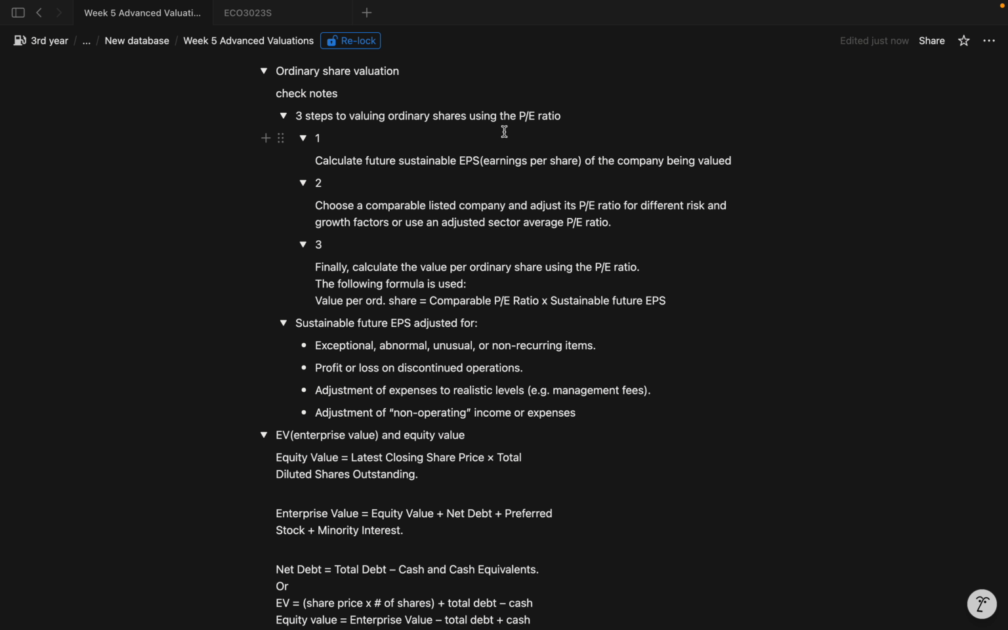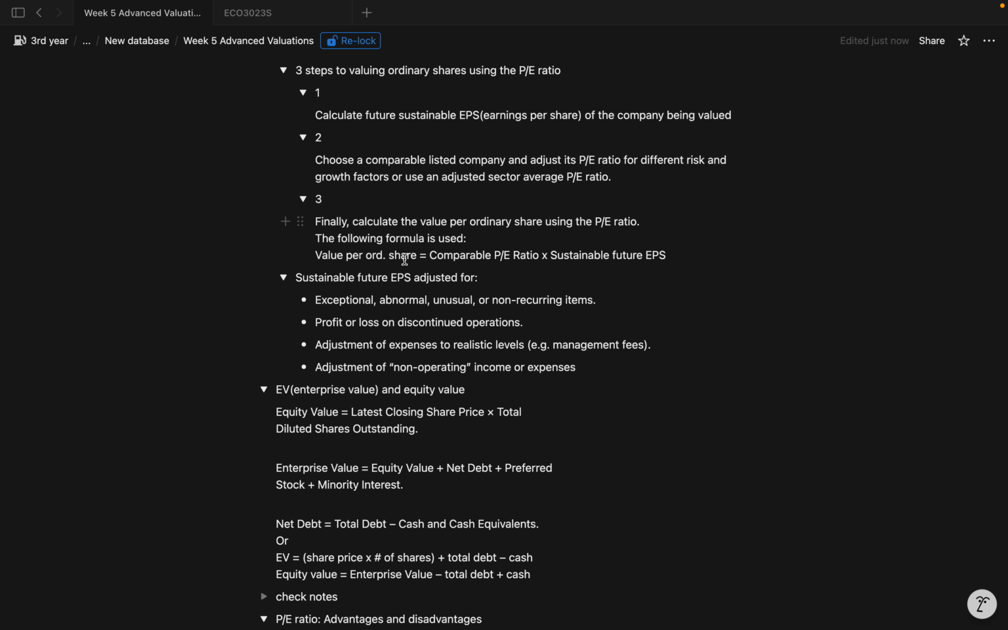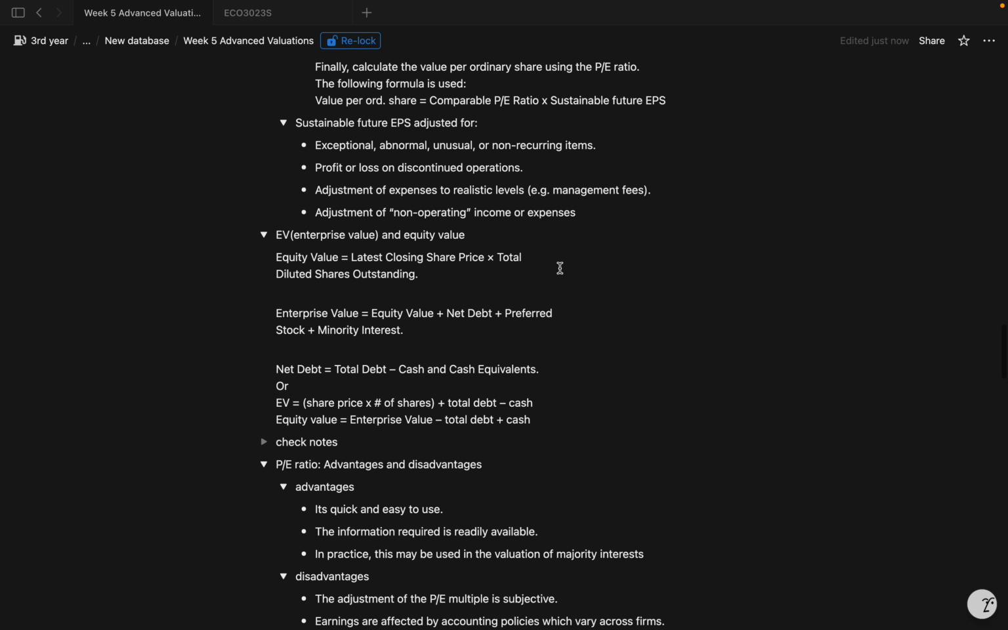When you value an ordinary share, there are a few steps. So you want to calculate the future sustainable earnings per share. Then you want to choose a comparable listed company and adjust the price equity ratio for different risk and growth factors, or use an adjusted sector average price equity ratio. I think that's what PE stands for. Finally, you want to calculate the value per ordinary share. And so that is comparable price equity ratio times sustainable future earnings per share.